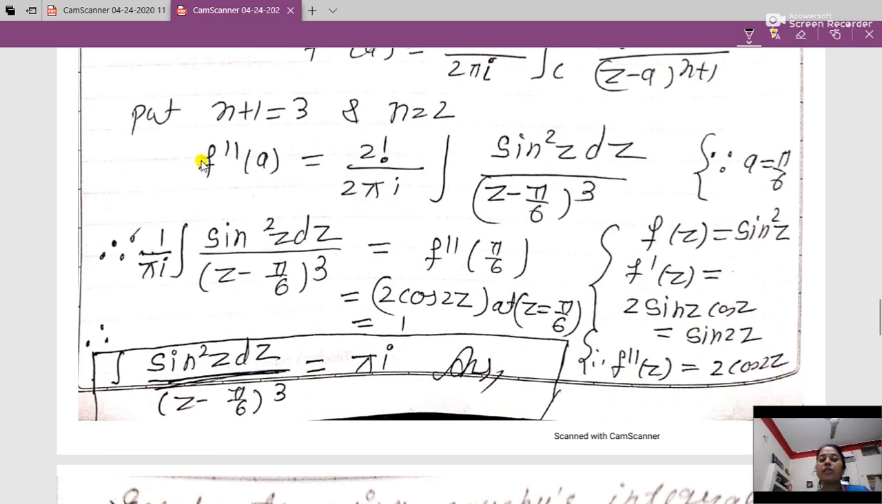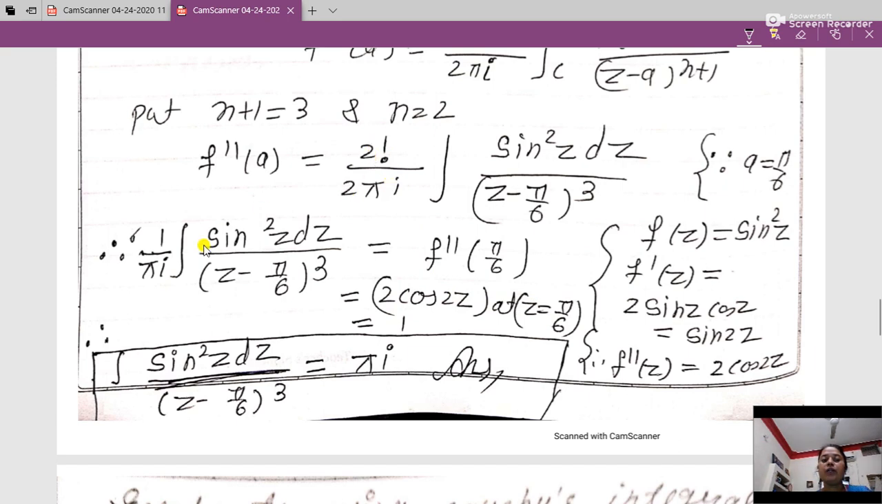So our left hand side is now 2 cos 2z at z is equal to a, and a is pi by 6. So we have to put z is equal to pi by 6, which is equal to 2 into cos pi by 3, which is 2 into 1 by 2, that is 1. And what about the right hand side?